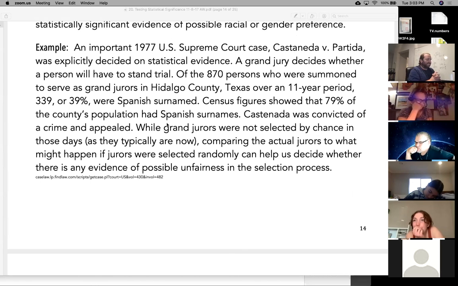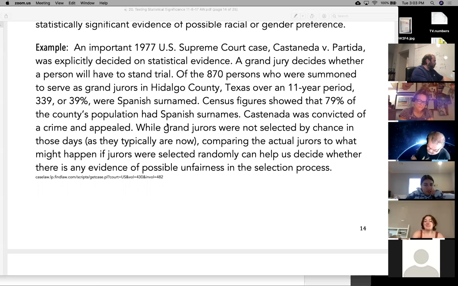An important 1977 U.S. Supreme Court case, Castaneda versus Partida, was explicitly decided on statistical evidence. A grand jury decides whether a person will have to stand trial. Go ahead and read it because I'm just going to read what exactly you're saying right there.